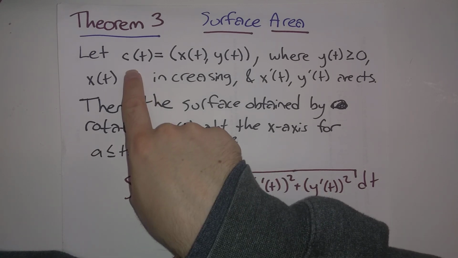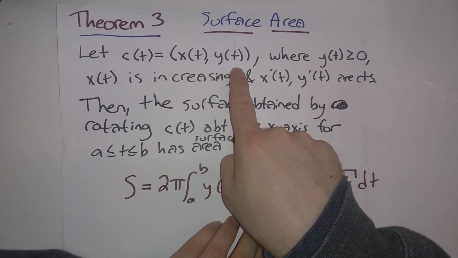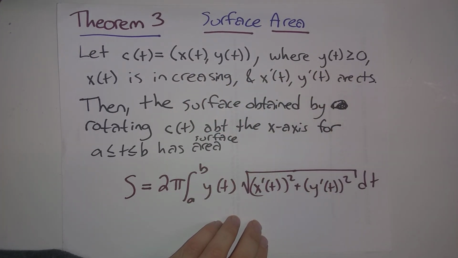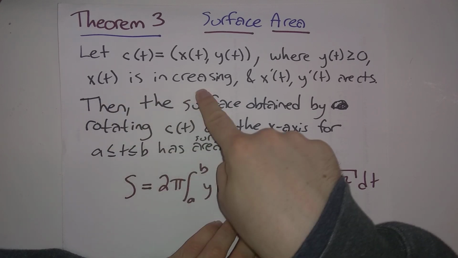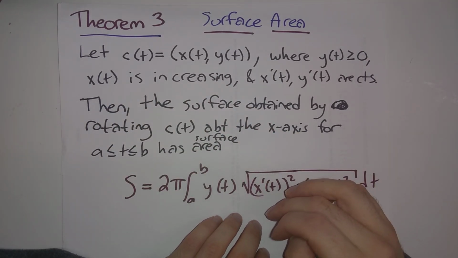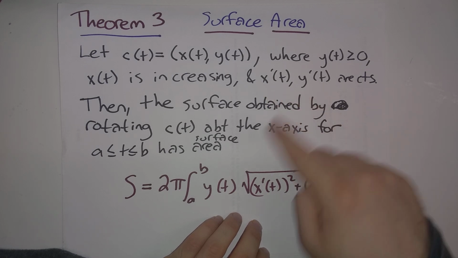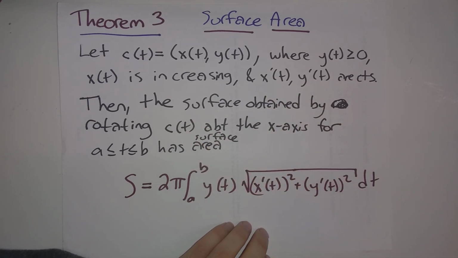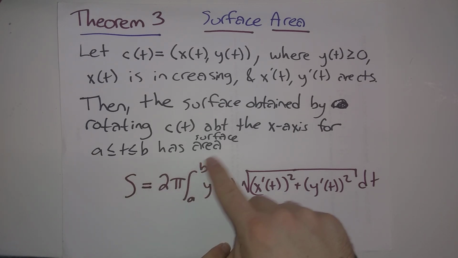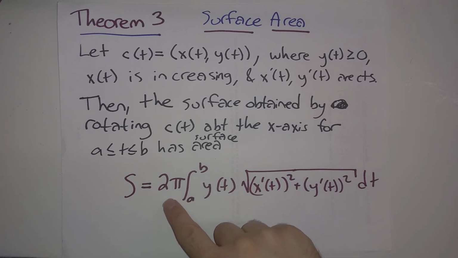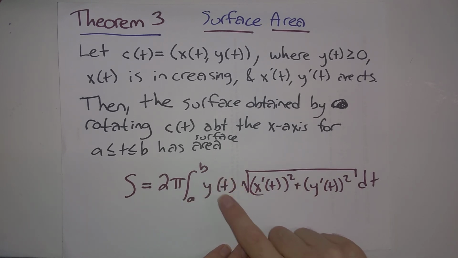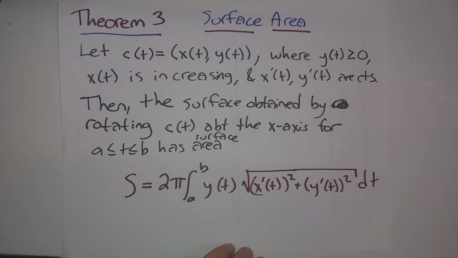So let's read this theorem here. C of t is x of t comma y of t. We want y of t to be non-negative. We want x of t to be increasing. That's just there to make sure the curve doesn't double back on itself. And x prime of t and y prime of t are continuous. Then the surface area we obtain by rotating C of t about the x-axis for t between a and b is S equals 2 pi times the integral from a to b of y of t times the square root of x prime of t squared plus y prime of t squared dt.